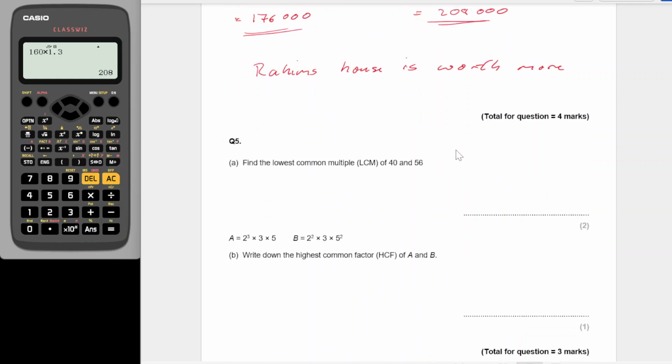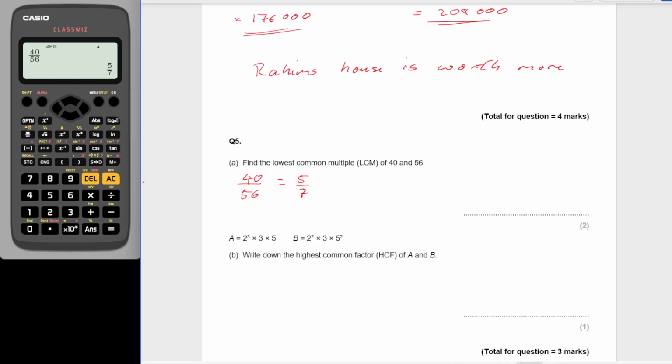Okay, question 5. Find the lowest common multiple of 40 and 56. On a calculator paper, I tend to do this really simply. I simplify the fraction. So 40 over 56 gives me 5 over 7. And what it's cancelled down by would be the highest common factor.